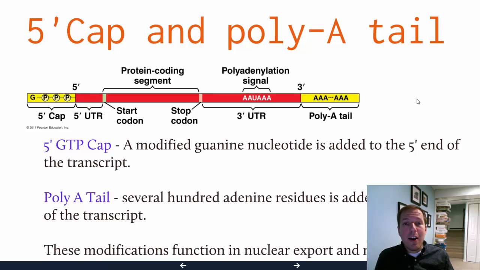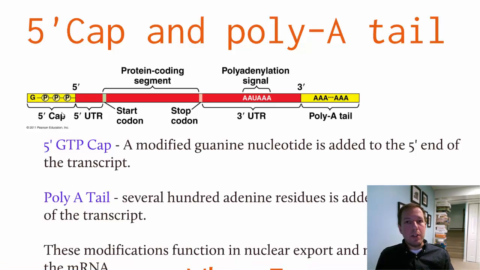The first is that things are added. We have a 5' GTP cap. The GTP cap, G standing for guanine triphosphate. So this is a modified guanine nucleotide, and this is added to the 5' end. This is going to be important in directing that mRNA sequence through the nuclear pore and out to the ribosome, where it's going to be read.